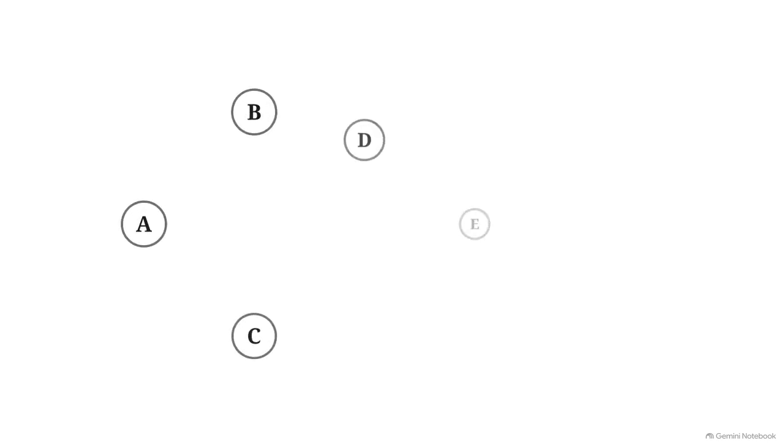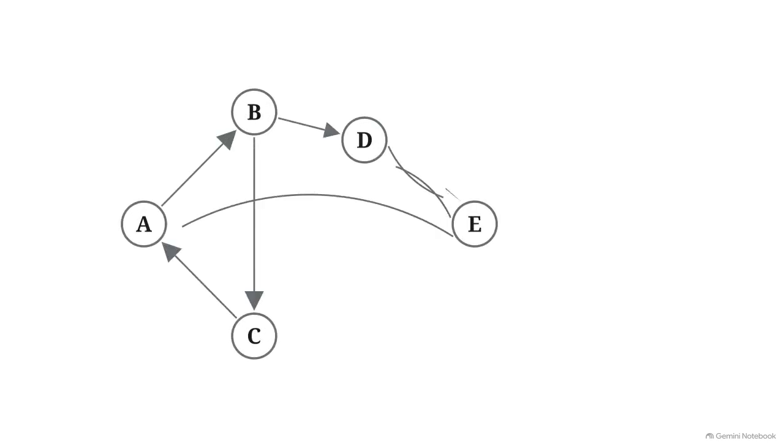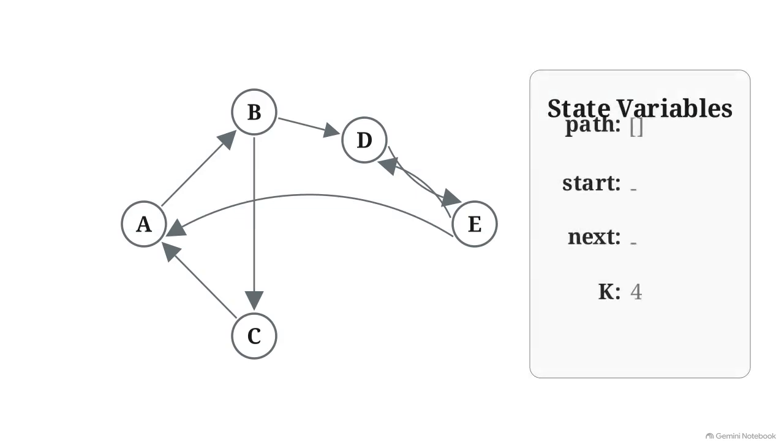This directed graph displays a network of 5 nodes, and our goal is to find all the valid cycles hidden inside it. To do this systematically, we need to track 4 state variables: our current path, our starting vertex, the next target vertex, and an absolute length bound, which we have set to k equals 4. We begin with a depth-first search.